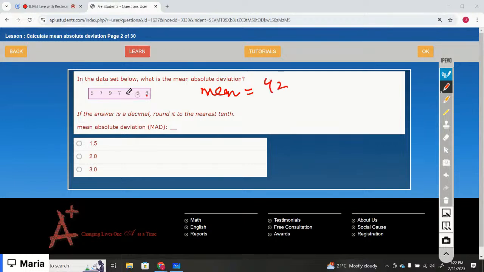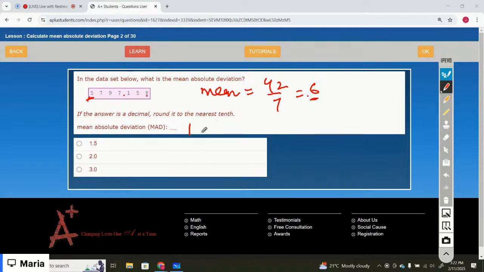You have to divide them by 7, because there are 7 values. 42 divided by 7, that is 6. You have to subtract every value given in the dataset out of the mean, and then you have to calculate their absolute values. Then you have to add them.